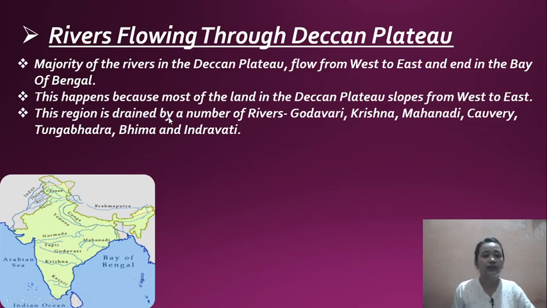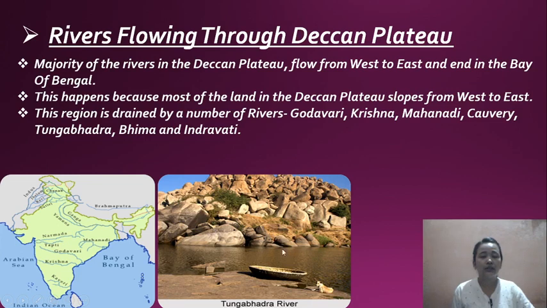This region is drained by a number of rivers. What are the rivers' names? Godavari, Krishna, Mahanadi, Kaveri, Tungabhadra, Bhima and Indravati. Those are the rivers that flow through the Deccan Plateau and drain the region.